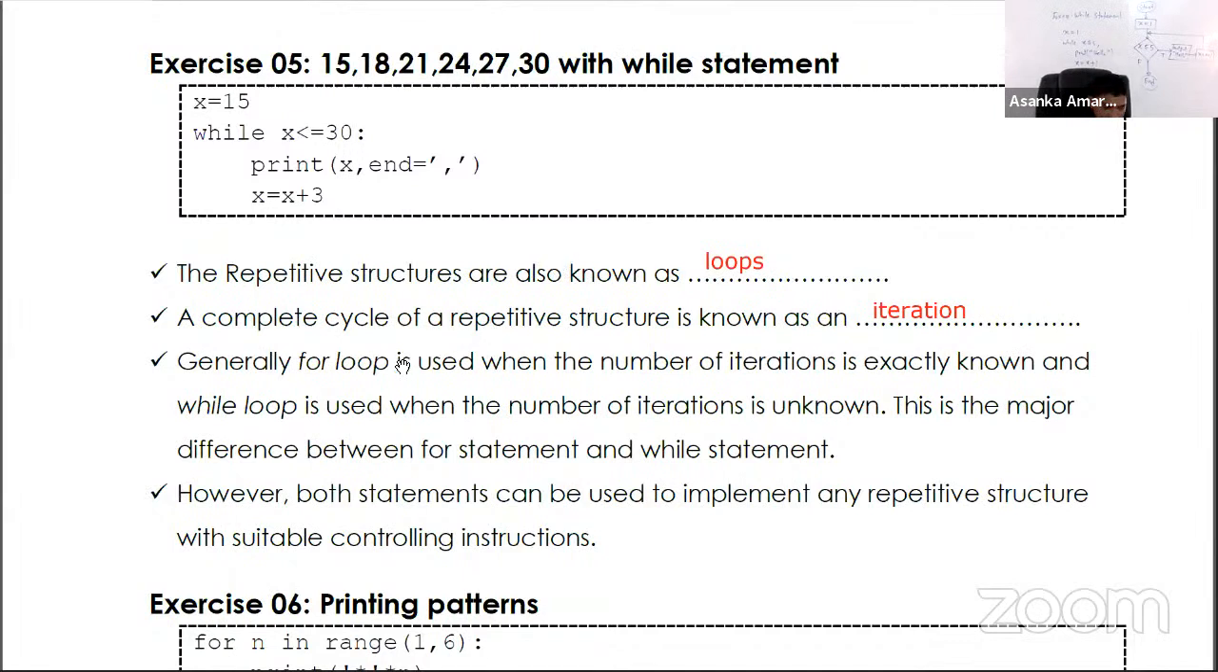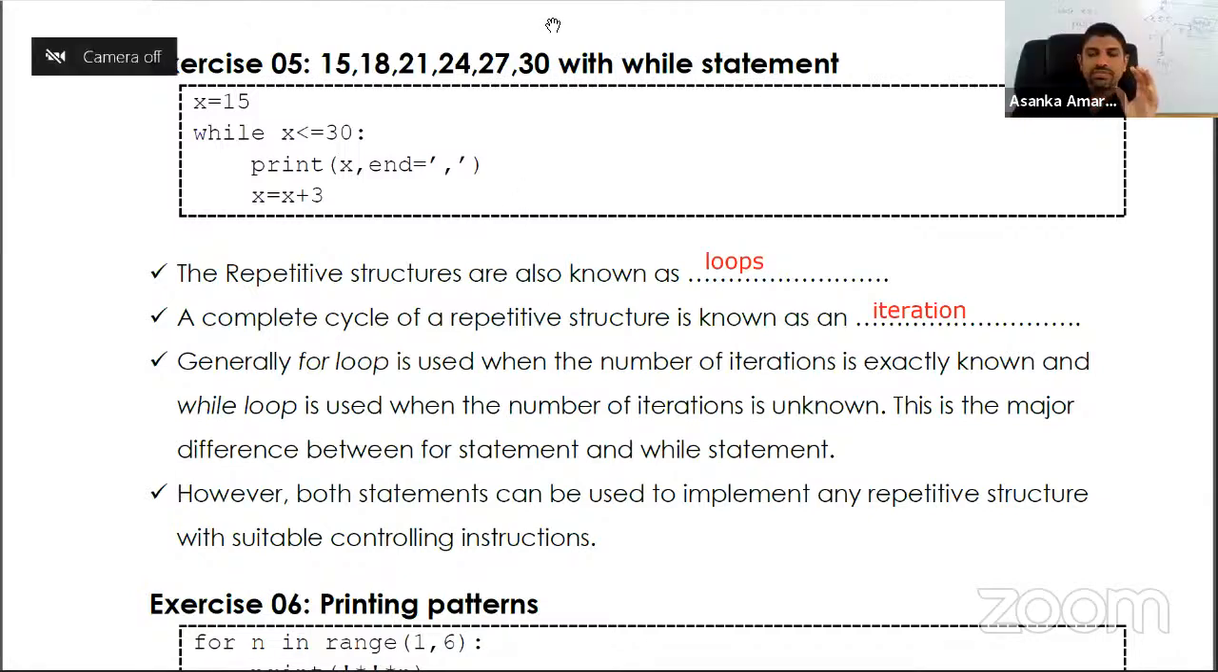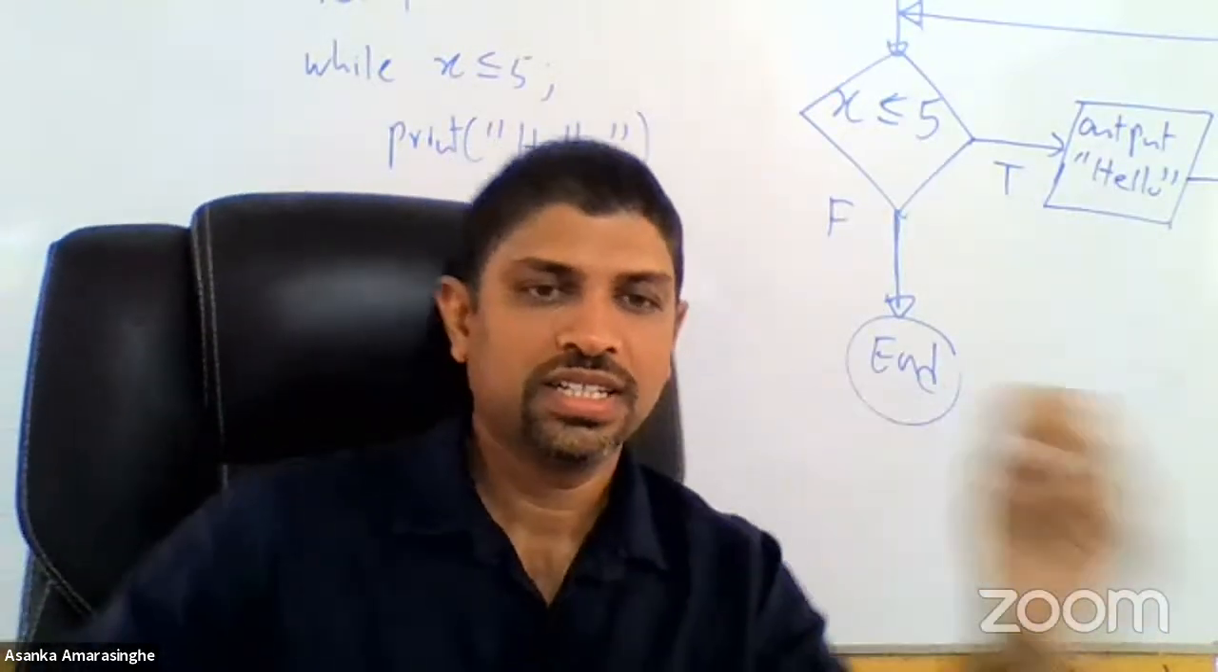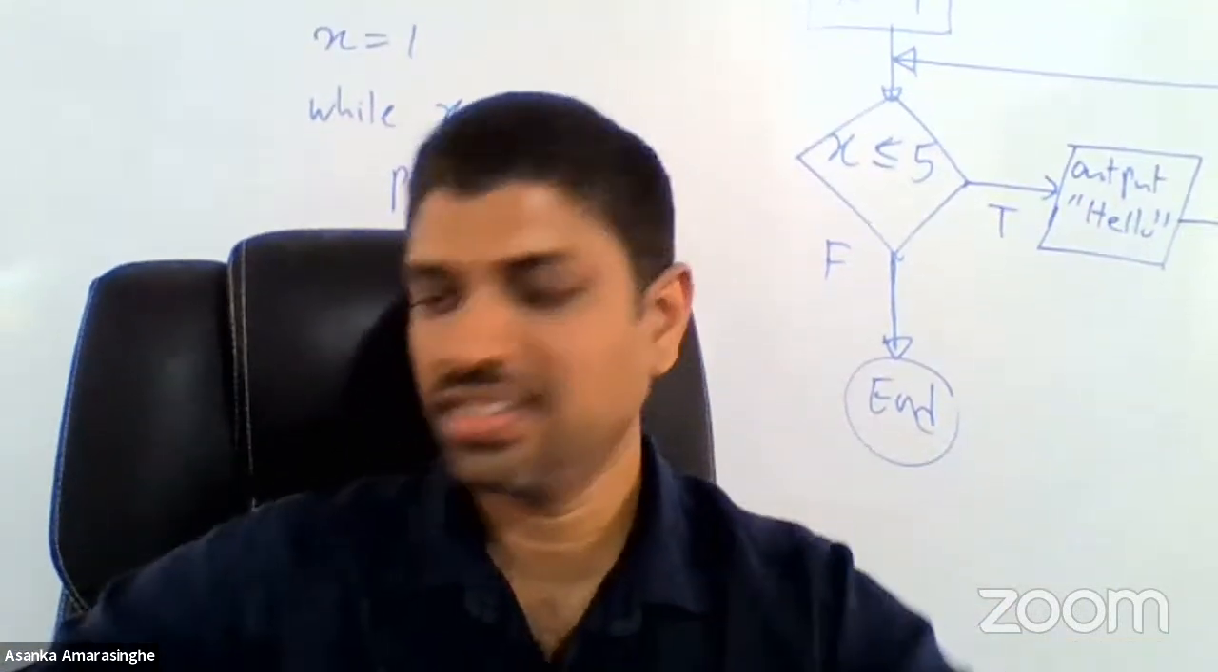Generally, a for loop is used when the number of iterations is exactly known. Now we learned that there are two ways to implement repetitive structures. One is the for statement, the other one is the while statement. So what is your choice? If you have to implement a repetitive structure, what is the structure that you are going to select?